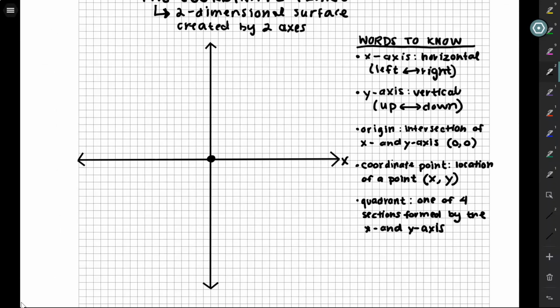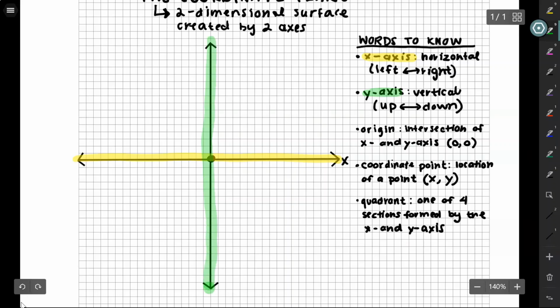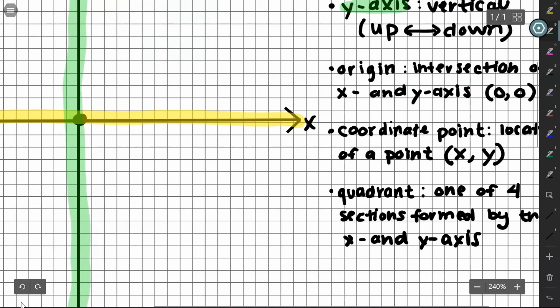Alright, so we're going to start with our x-axis. I'm going to highlight that in yellow. Our x-axis is our horizontal axis, so that is this right here. Our y-axis is vertical. I'm going to highlight that in green, and this is our y-axis. Alright, we're going to zoom in. So 0, 0 means that we are not moving from this middle, this intersection. This point here at 0, 0 is our origin, and again the point is 0, 0.